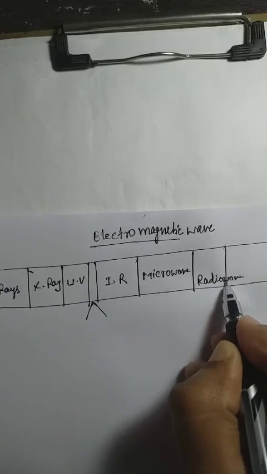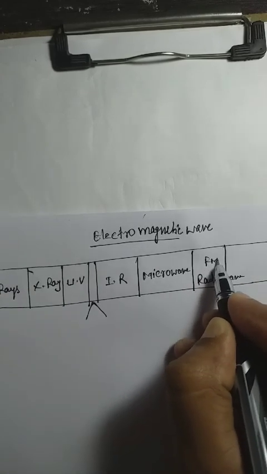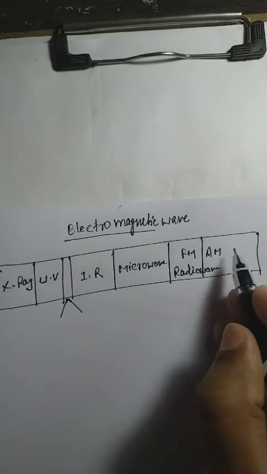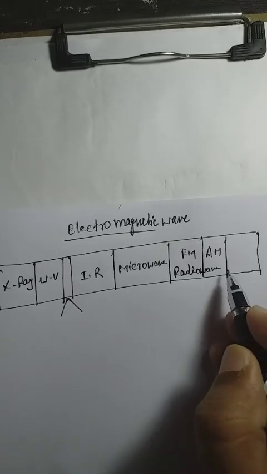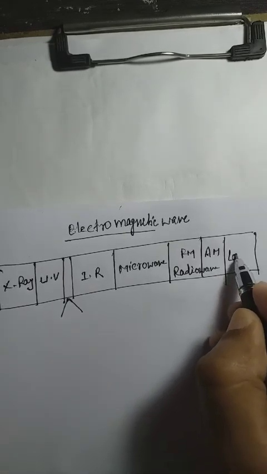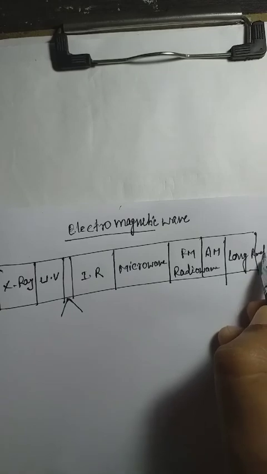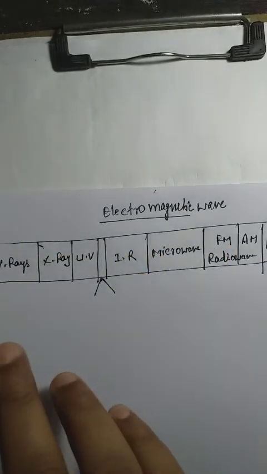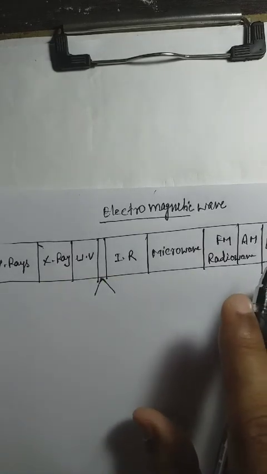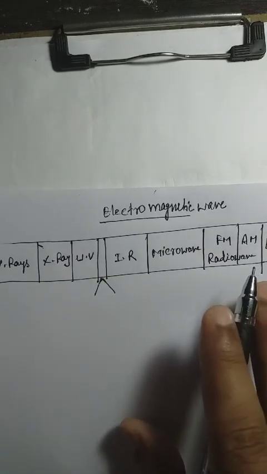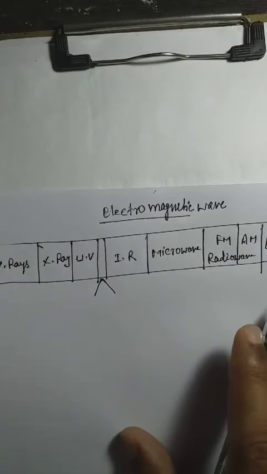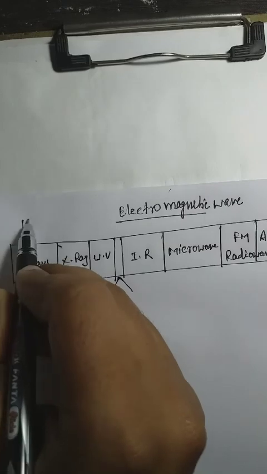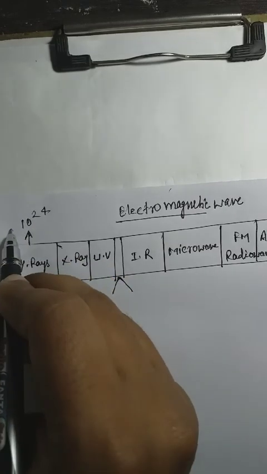In radio wave there are two types. One is called FM, another is called AM. Right. So these have two bands and are closed by long radio wave also. So this is the normal electromagnetic spectrum with increasing value of lambda and decreasing value of frequency. Keep in mind, in this case, 10 raised to the power 24 order of frequency.